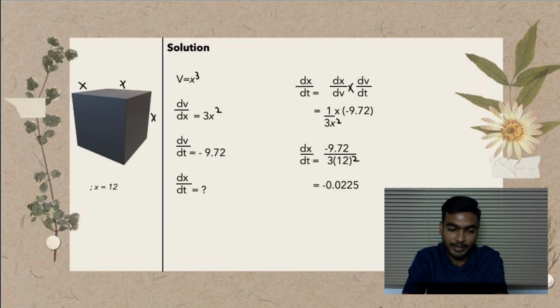So we'll write 1 over 3x squared times negative 9.72, which becomes negative 9.72 over 3 times 12 squared. We get the 12 from the x because they have mentioned that x equals 12 cm, so we'll substitute the 12 into the x. And we will get the answer for dx/dt, which is negative 0.0225.